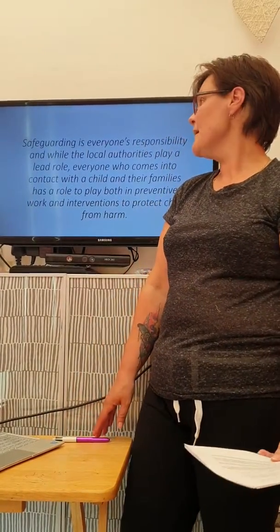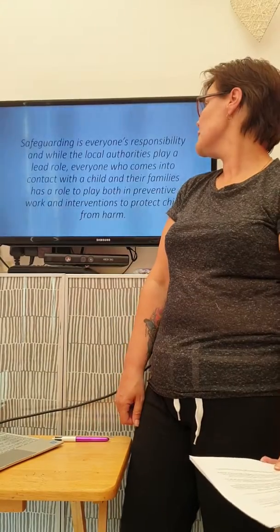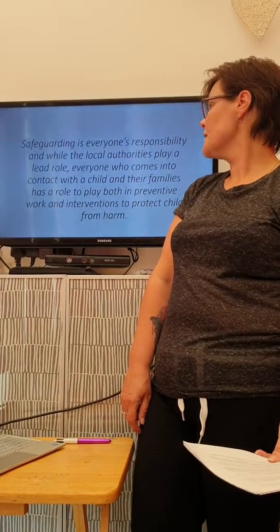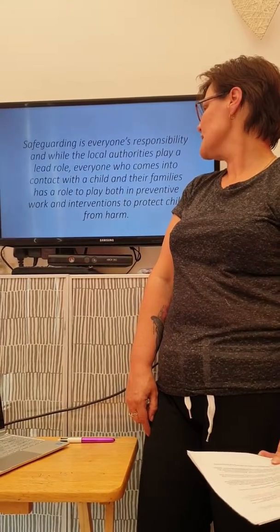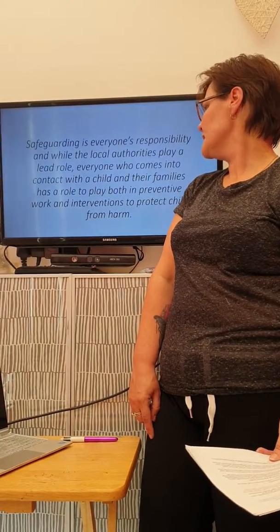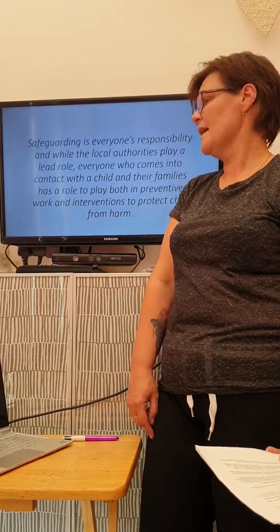It is important to remember that safeguarding is everyone's responsibility, and while the local authorities play a lead role, everyone who comes into contact with a child and their families has a role to play, both in preventative work and interventions to protect the child from harm.